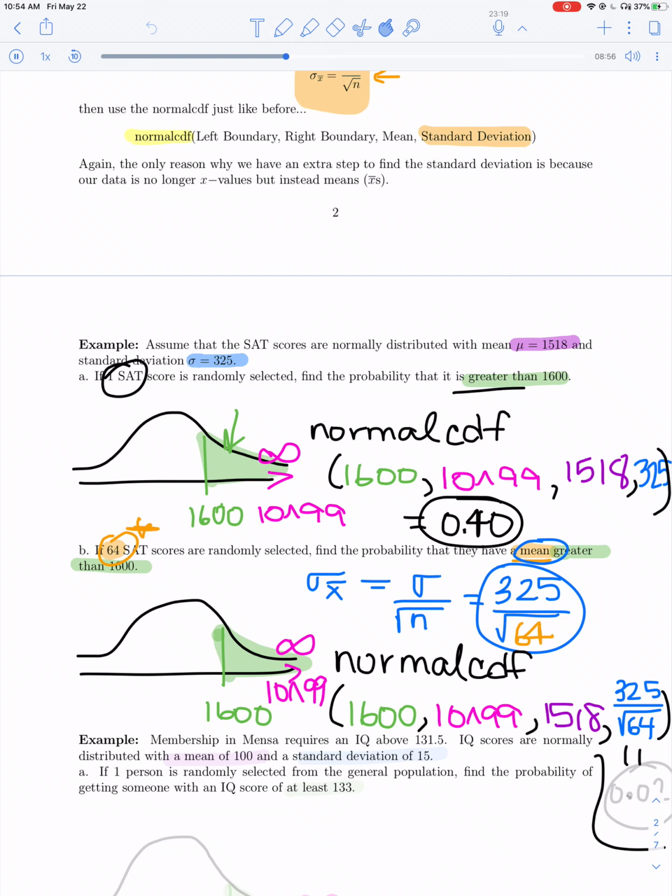For this one, we end up with a completely different answer of 0.02. Notice our answer from A to B is way different. So that one little step of finding your standard deviation because you had a mean made a huge difference.